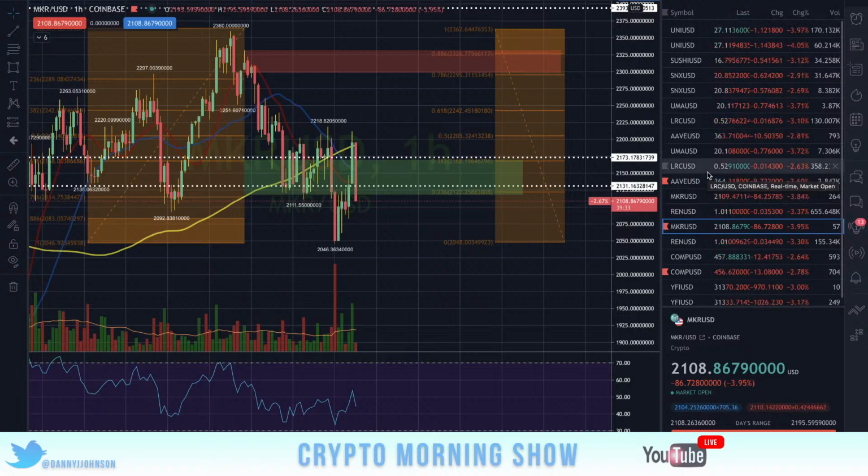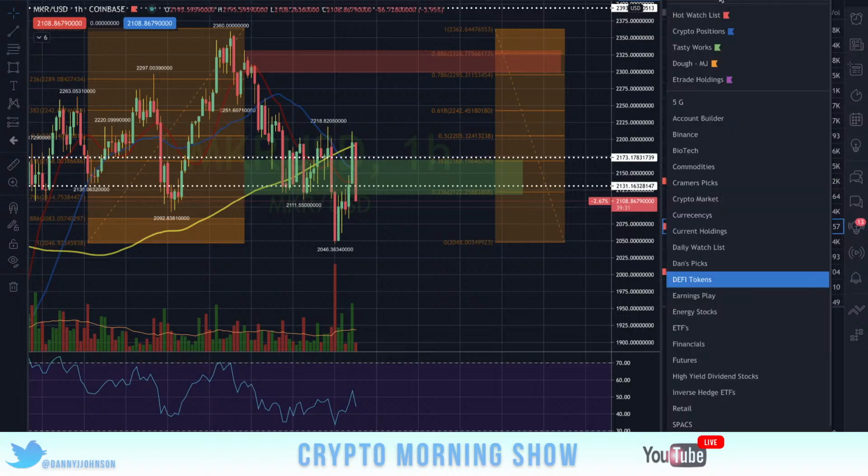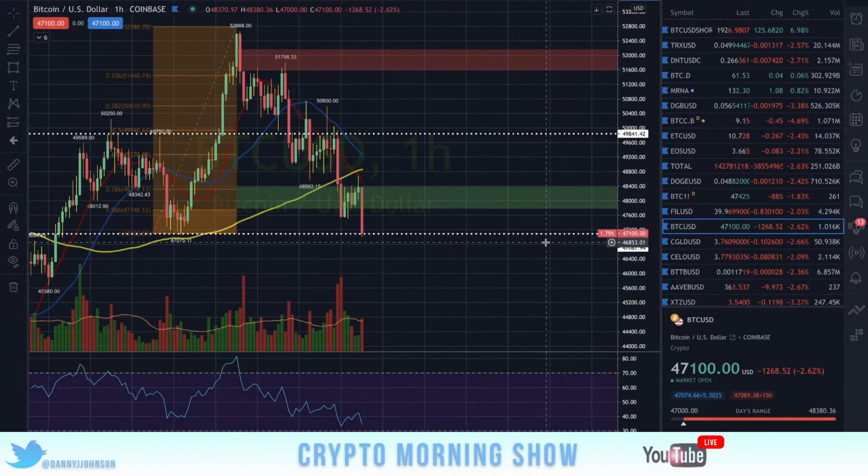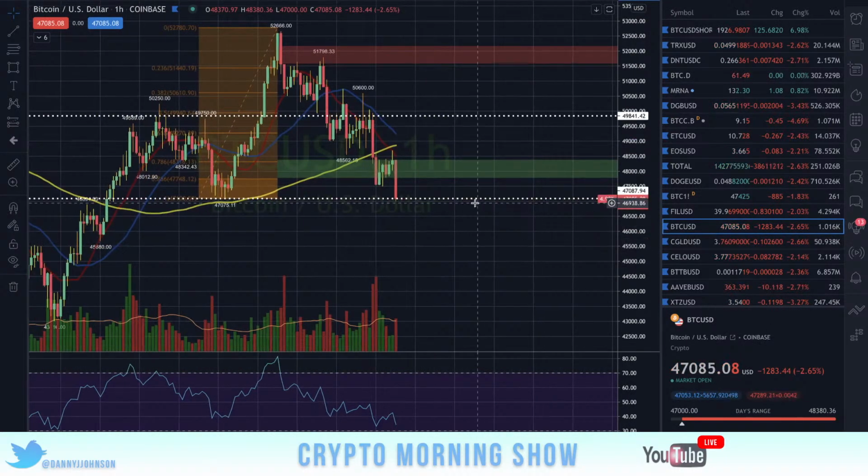While we're doing that, let's have a look back at BTC USD. Big old candle on the sell side. That's okay because the stock market was down today as well.